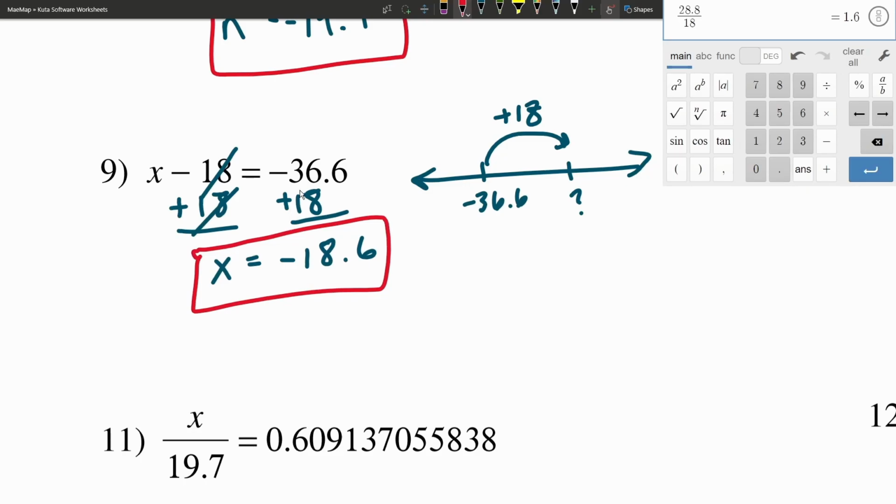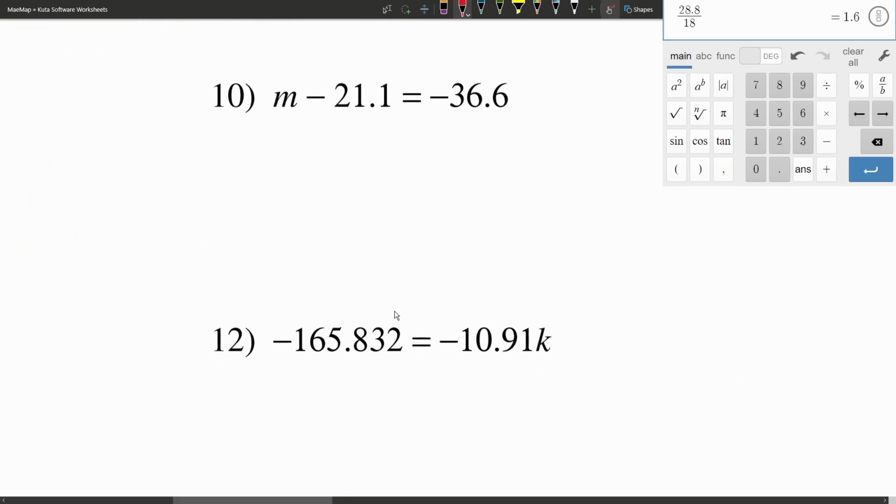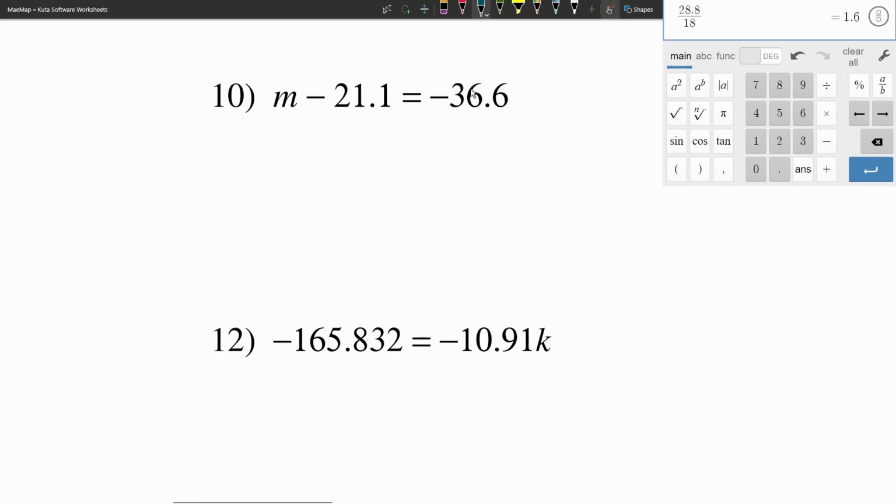Let's move on to number 10. For number 10, we have m minus 21.1 equals negative 36.6. So get ready to just kind of visualize that number line in your head. In order to isolate our variable, we're going to have to add what is subtracted from it. So we're going to be adding 21.1 so that we can cancel it out. Whatever we do to the left, we do to the right. So we're going to have m on our left-hand side equal to negative 36.6 plus 21.1.